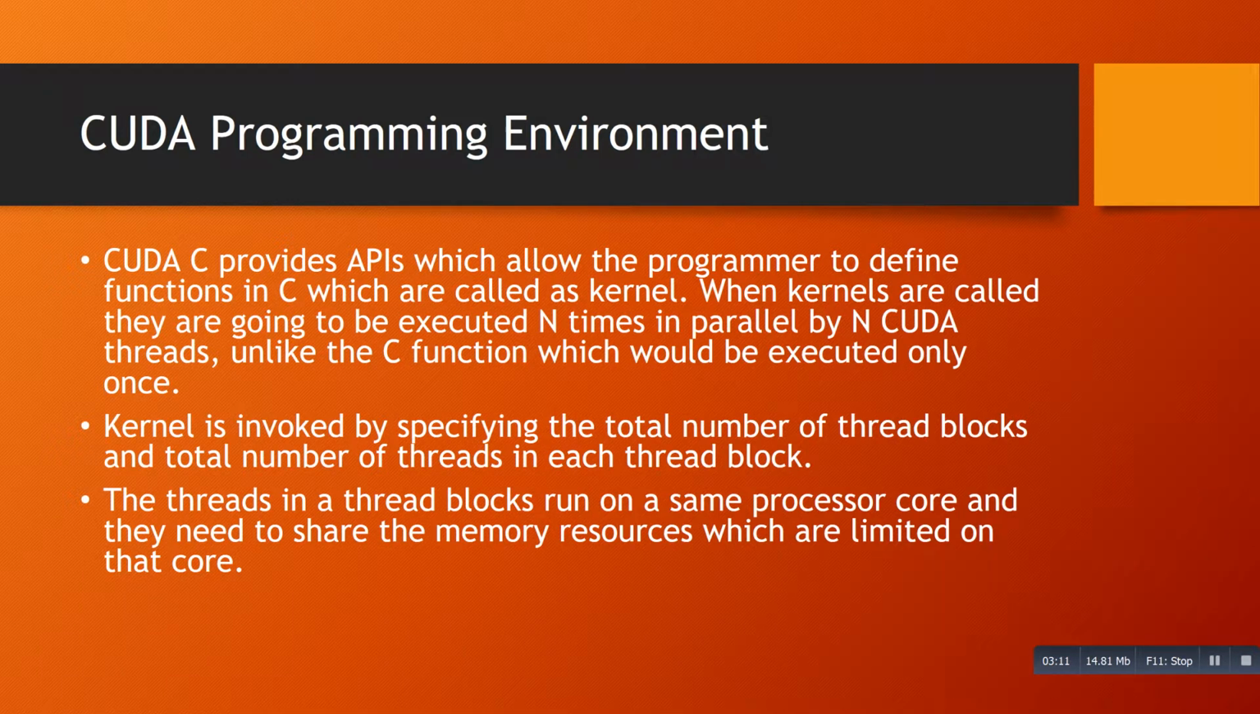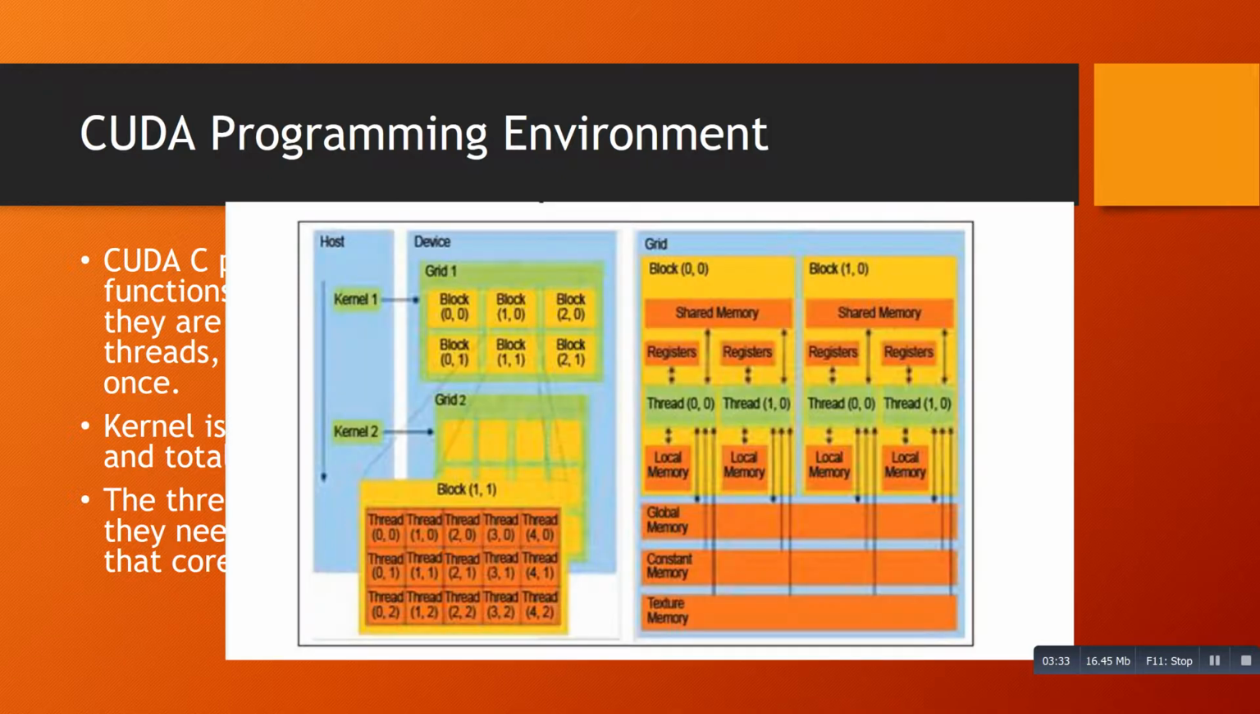Okay. So now let's talk about the CUDA programming environment we had in our system. We used the Tesla K80 GPUs for our development. And what is CUDA C? CUDA C provides APIs which allow the programmer to define functions in C which are called kernels. Kernels look like C functions, but a kernel can be launched by multiple threads. These threads are divided into thread blocks. Threads and thread blocks can be either one dimensional or two dimensional.